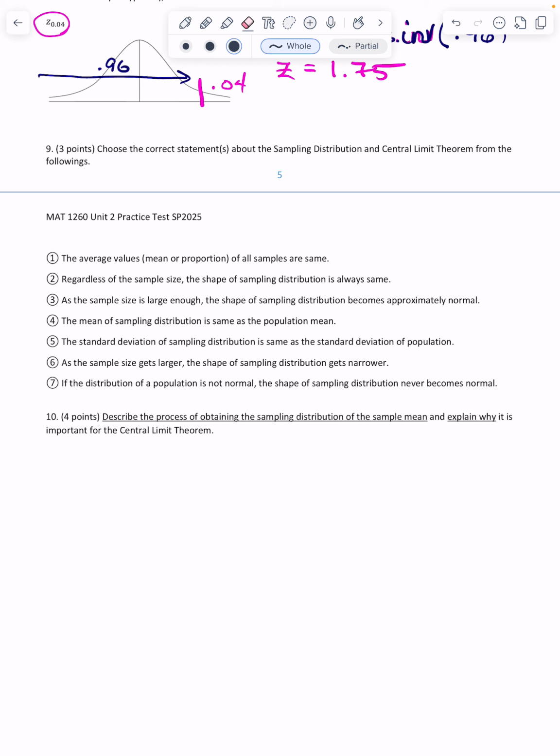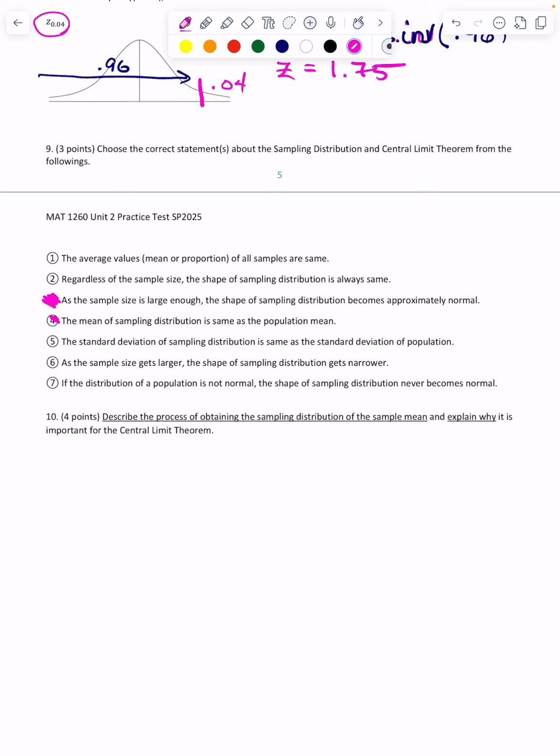So 2, regardless of the sample size, the shape of the sampling distribution is always the same. As the sample size gets larger, it becomes more normal. It's not always the same. 3, as the sample size is large enough, the shape of the sampling distribution becomes approximately normal. This is one that we want. 4, the mean of the sampling distribution is the same as the population mean.